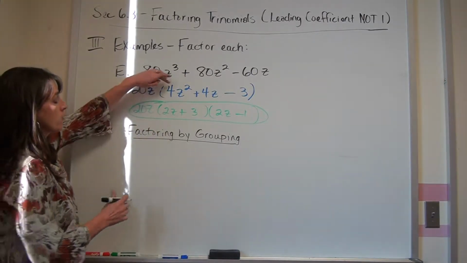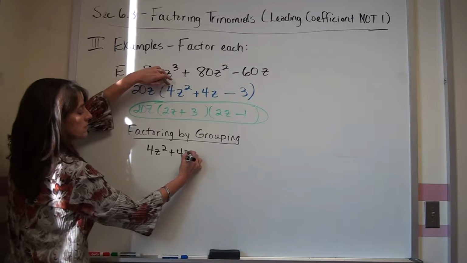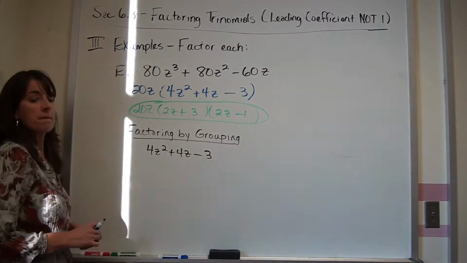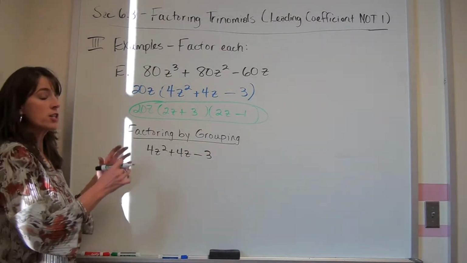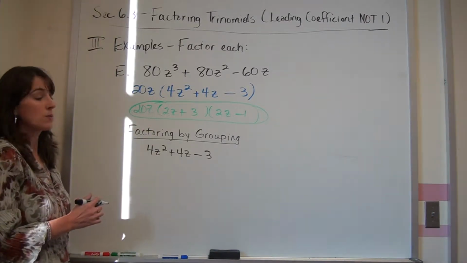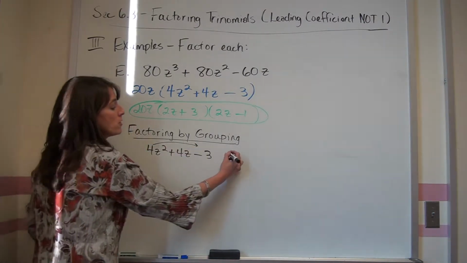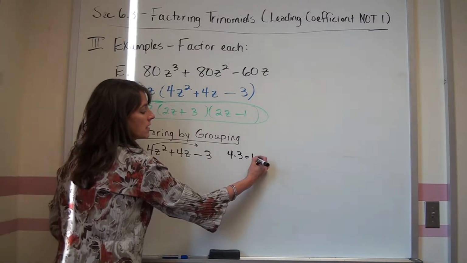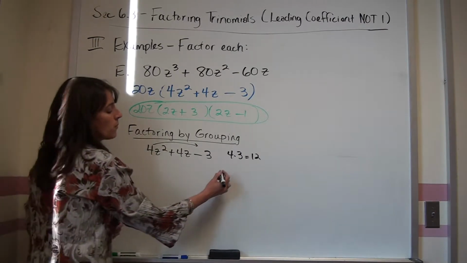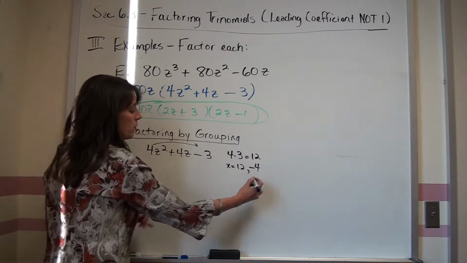So if I do factoring by grouping within this, I will do the same thing that I did before. I just need to be sure that when I write my answer down in the beginning, I don't lose that 20z that I started with. So I'll take this 4 and I'll multiply it to the 3 to get a 12. That tells me I want two numbers that will multiply to be 12. These two numbers are going to subtract to be the 4 that's in the middle.